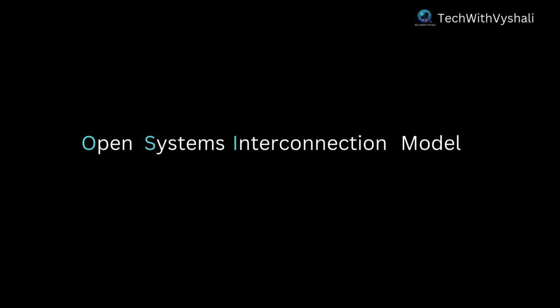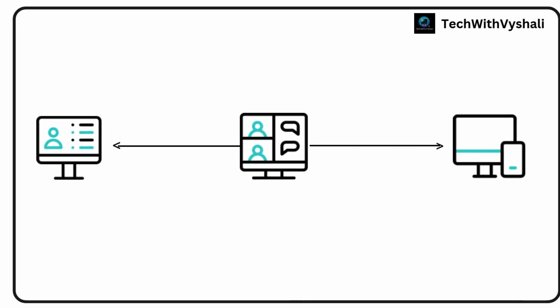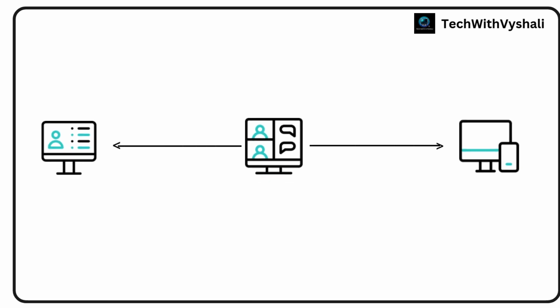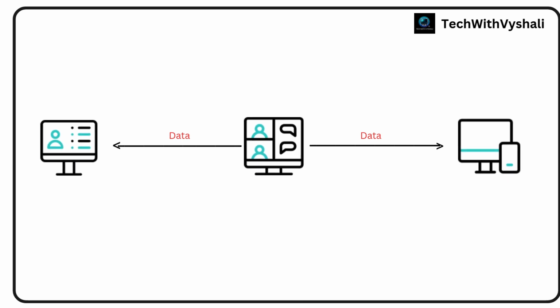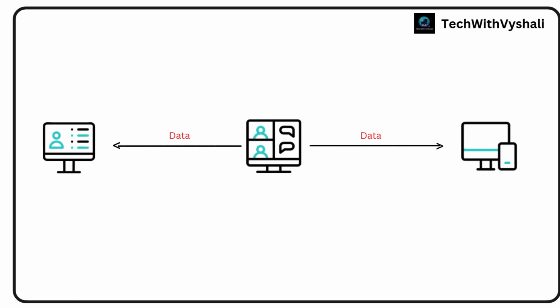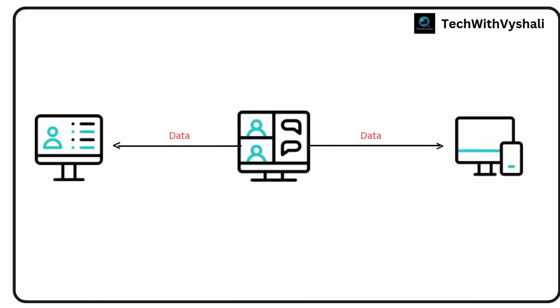Let's simplify the OSI model. The OSI model, Open Systems Interconnection Model, is a conceptual framework used to understand how different computer systems communicate over a network. Think of it as a blueprint that explains how data travels from one device to another, step by step, through various layers. Understanding the OSI model is crucial for anyone entering the world of networking.